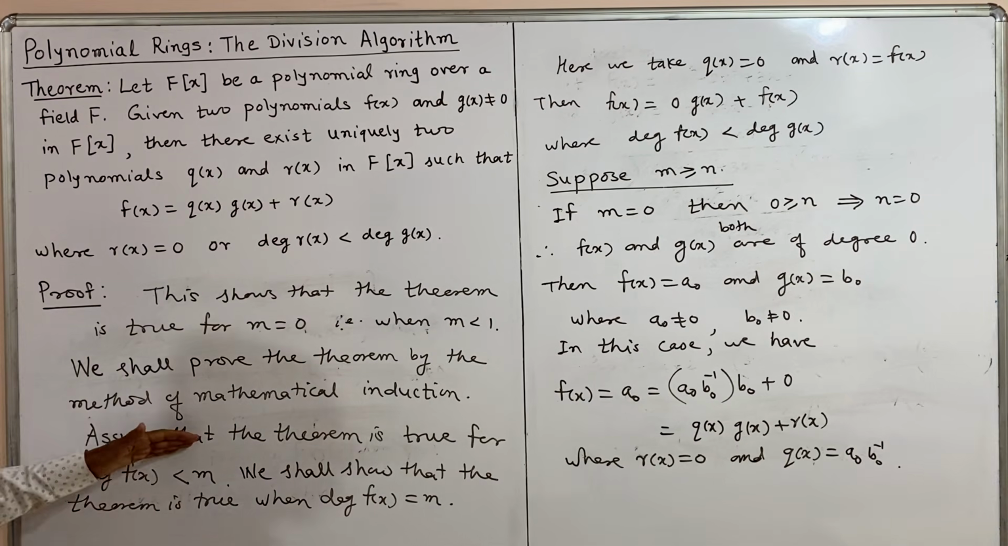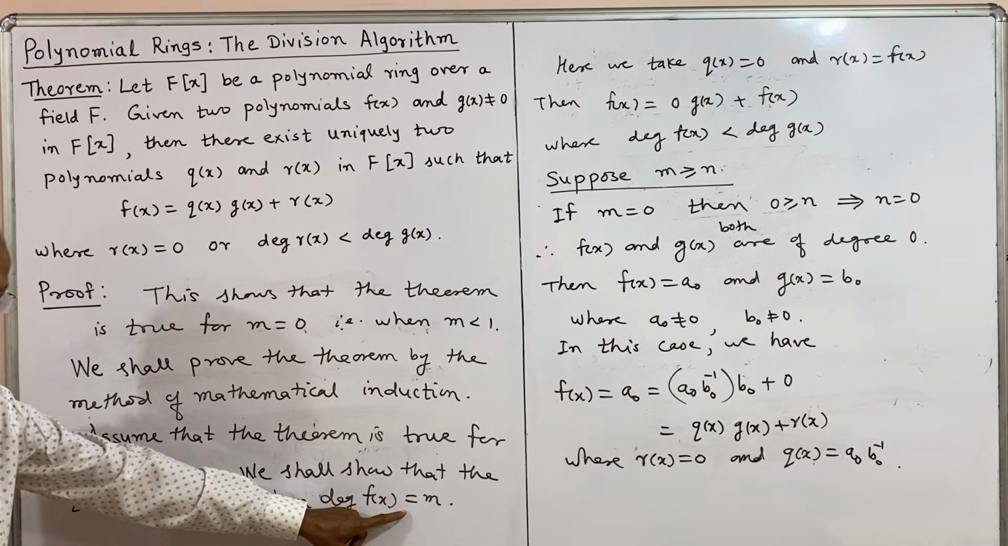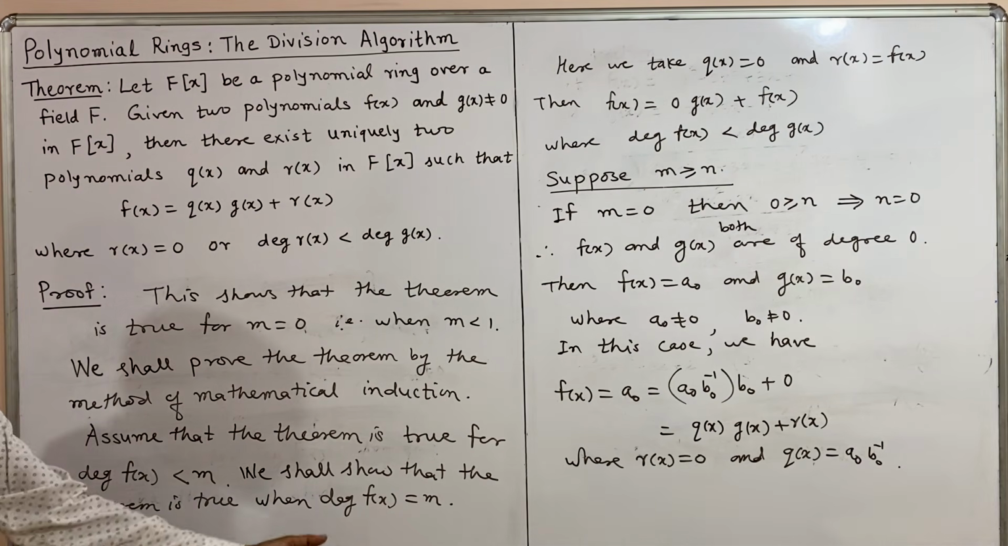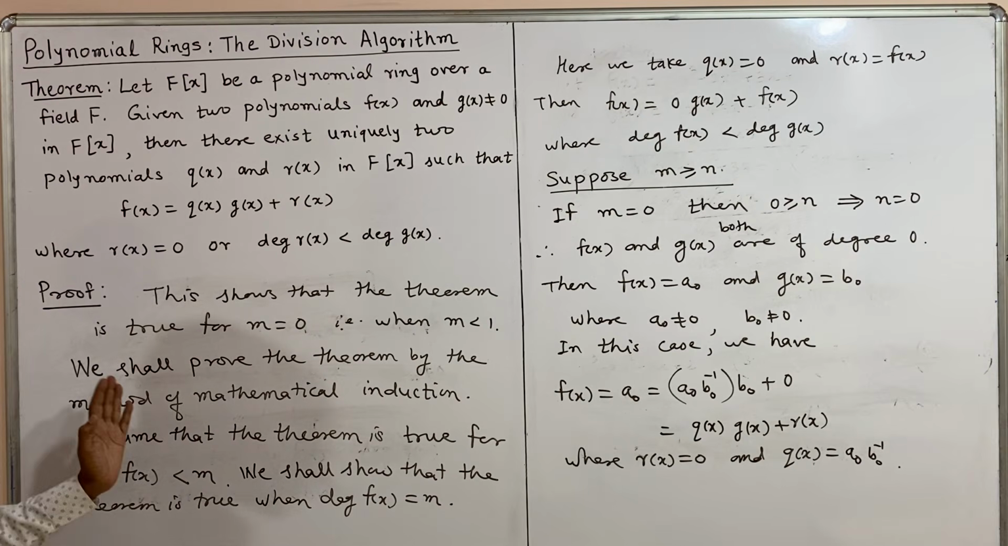So this is the method of induction. Assume the theorem is true when the degree of f(x) is strictly less than m, and show, as the further step, assuming this, that it is true for the next value, which is m. Then it becomes true again for the next higher value, that is m plus 1, and once it is true for degree m plus 1, it will be true again for degree m plus 2 and so on. It becomes true for all degrees.